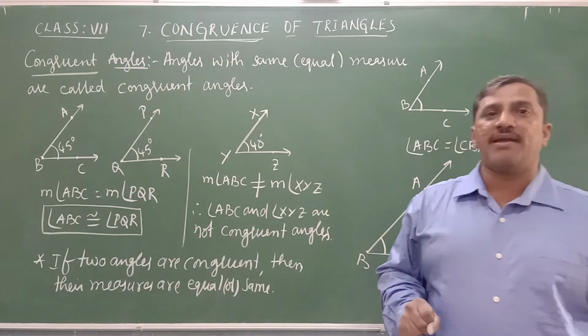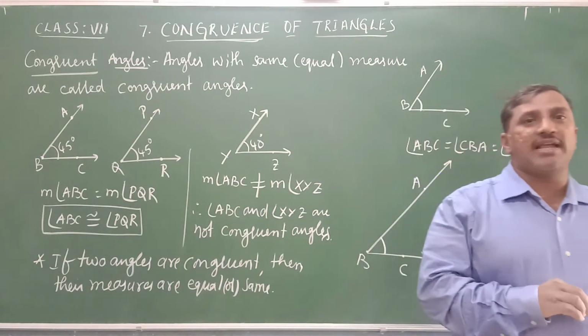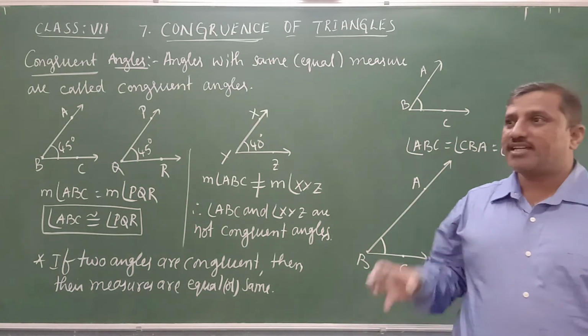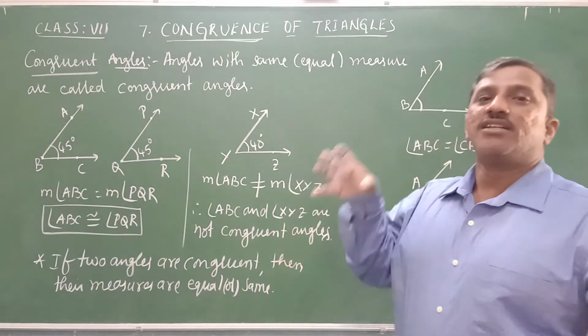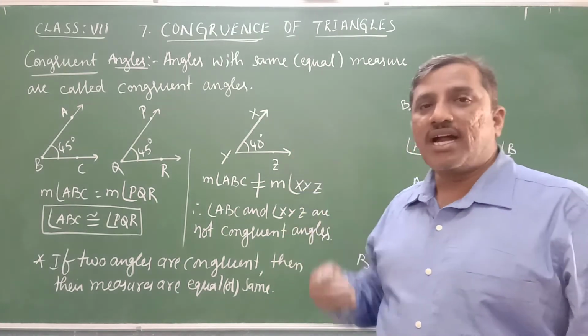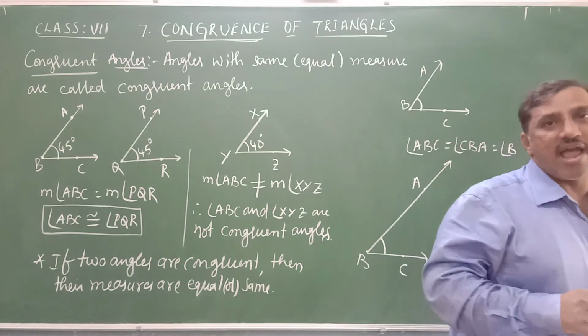Congruent line segments are line segments with the same length. Now we have studied line segments and angles. A triangle is made up of line segments and angles, so now we will continue to congruent triangles.